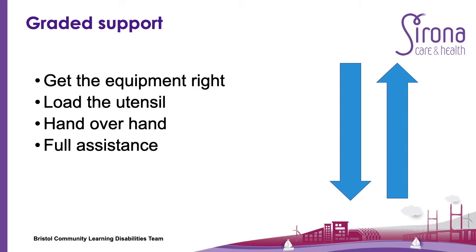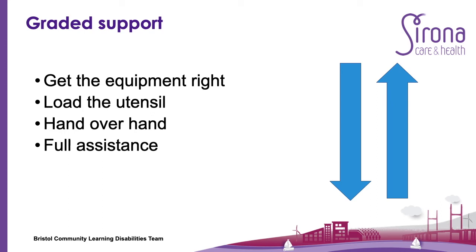When thinking about the support that a service user needs, always start with the minimal amount of support required. If someone has the correct equipment, such as specialist cutlery, this can help them to be as independent as possible. If you feel that you need more advice about eating or drinking equipment for a particular service user, please get in touch with the CLDT, as a speech and language therapist or occupational therapist may be able to help.